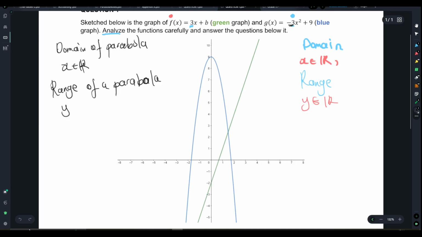But be careful here, because our parabola is facing downwards, right? So the maximum point will be this one. If that's the maximum point, then going up, the graph never exists. The graph stops here. Here it does exist, but going up it never exists. So now, be clever here.